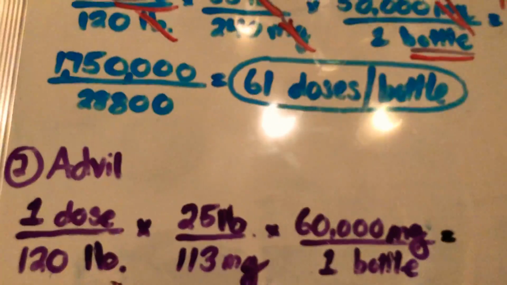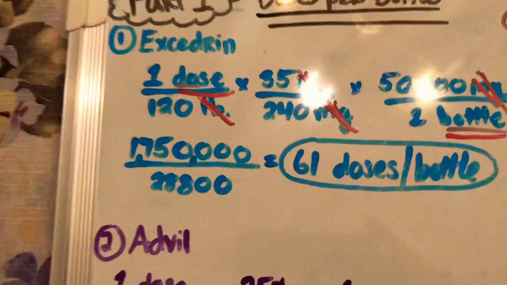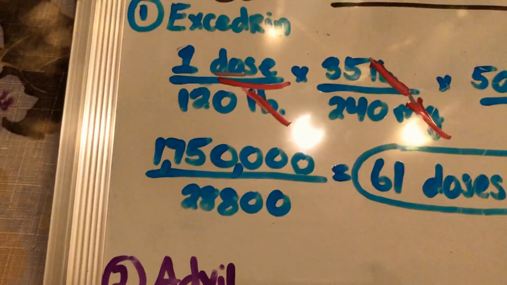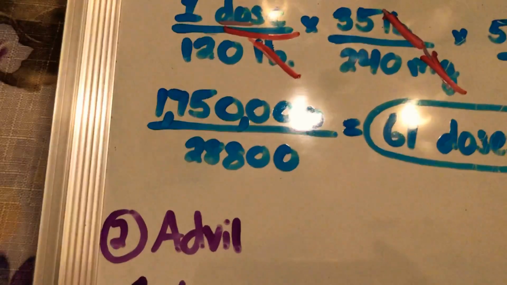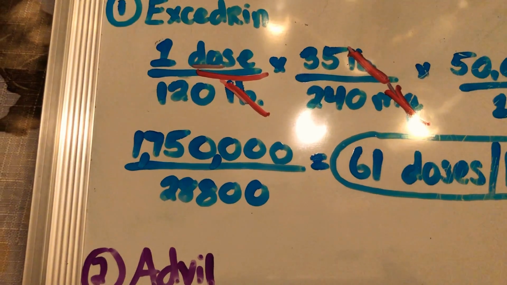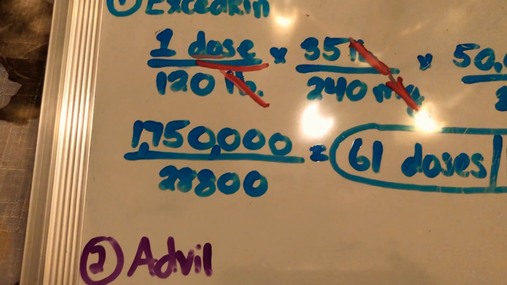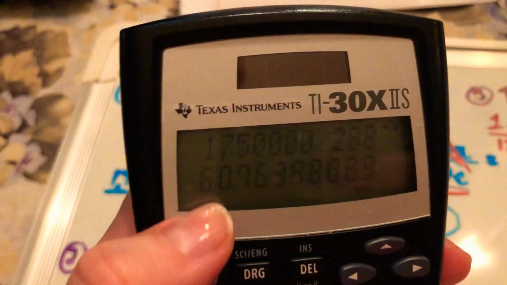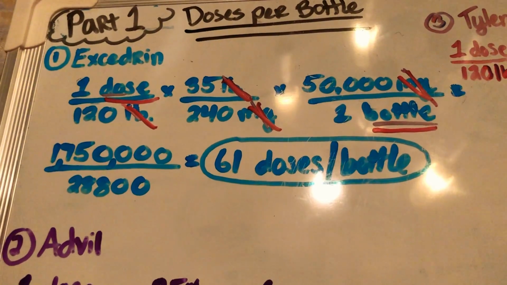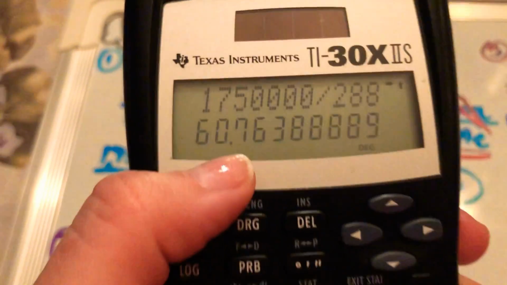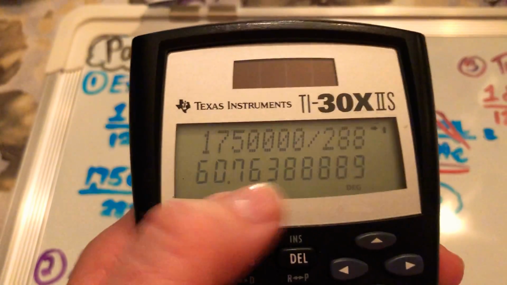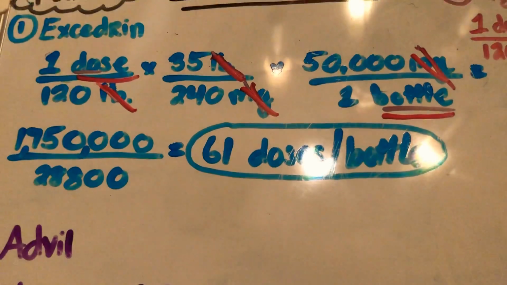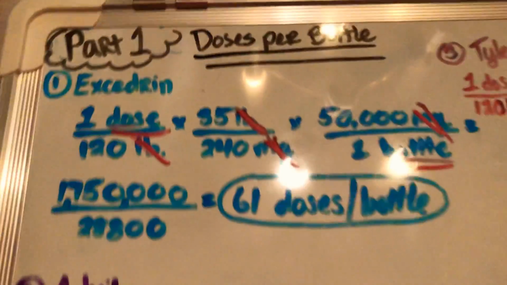That is the answer. This is what you get when you multiply on the top, multiply on the bottom, and divide into each other. How I got this answer was 1,750,000 divided by 28,800. This is the number I got for that. I'm rounding to 2 significant figures, so I round it to 61. That's what I get: 61 doses per bottle for Excedrin.